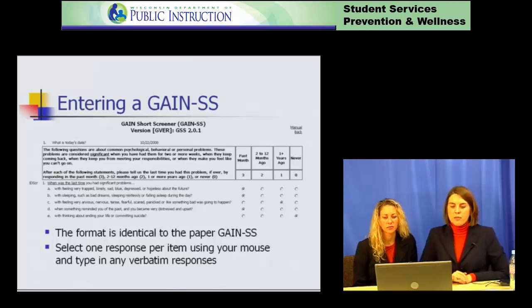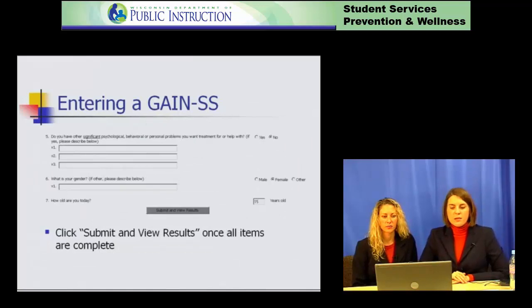It provides all the same written material. It does enter the date on its own for you. And it has radio buttons on the side. You can only pick one response per question. And once you've done that, you hit submit and view results at the end, and it'll take you straight to some reports.